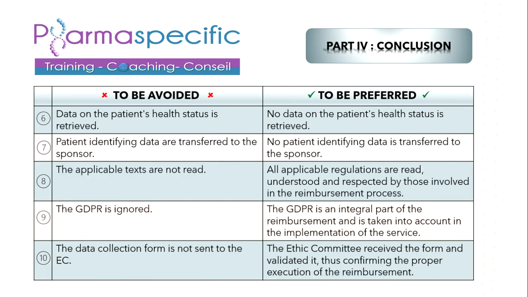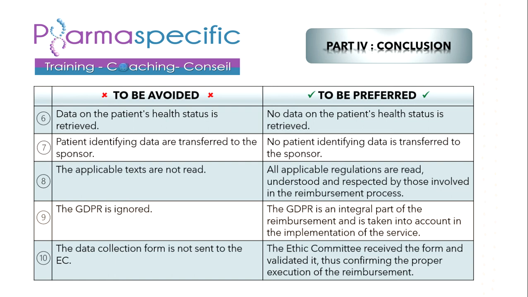The sixth error is when data on the patient health status is retrieved. No data on the patient health status must be retrieved for all the reasons that we saw. The seventh error is if patient identifying data are transferred to the sponsor. It can happen in any circumstances. No patient identifying data is transferred to the sponsor and must be.